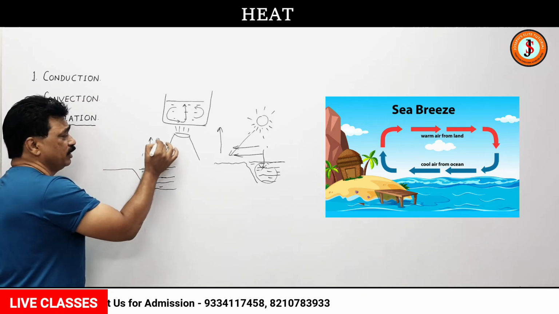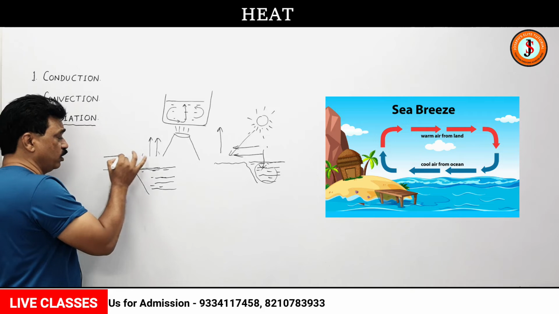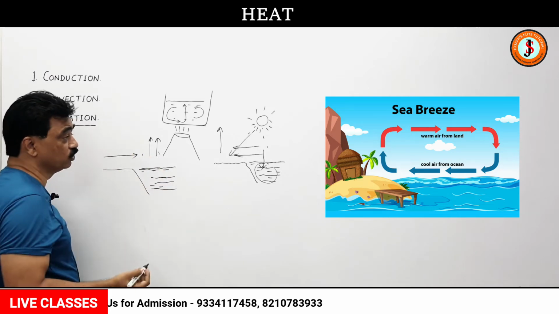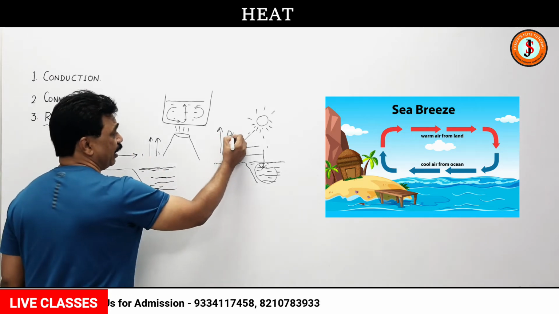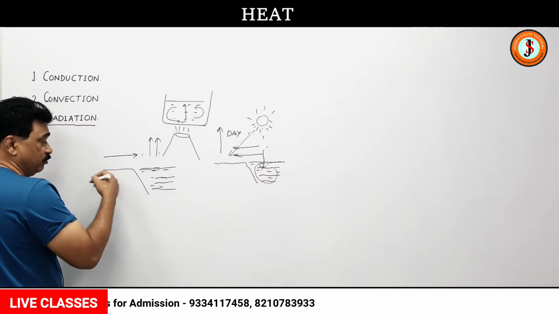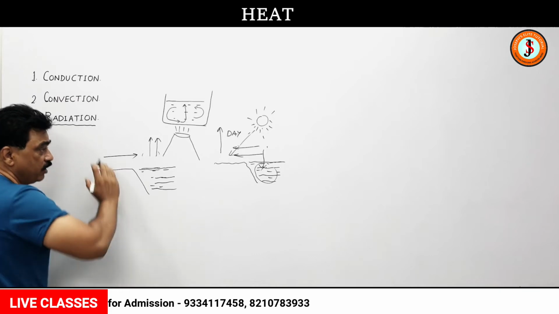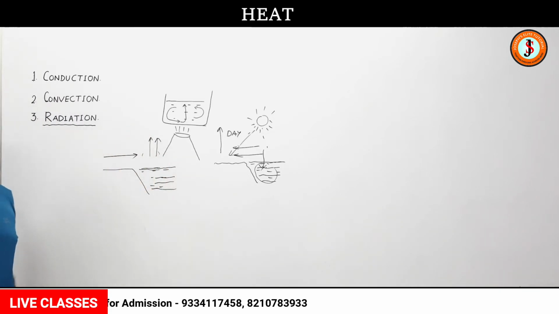Due to convection, now air above the ocean is rising. So now what will happen? Cold air from the land will move towards it. So this is the daytime, and this is the night time. At night time, land breeze flows from land to the sea. Did you all understand?